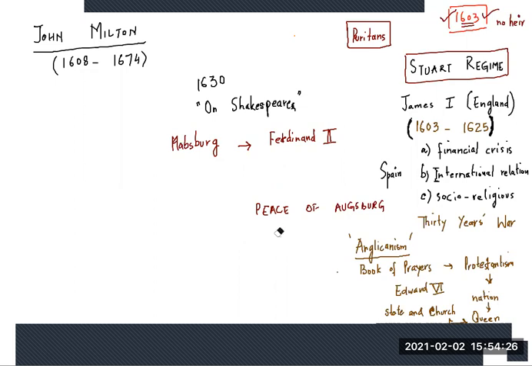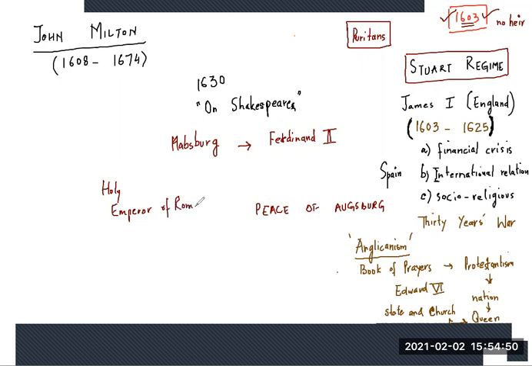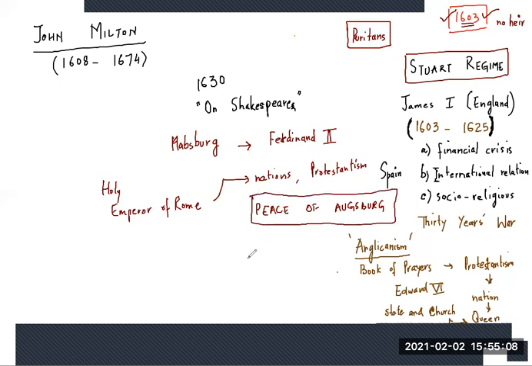Peace of Augsburg was a treaty that was signed between the Holy Emperor of Rome and the rest of the nations that followed Protestantism. It was called Peace of Augsburg, that there be no intrusion on what people want to follow in their religion.